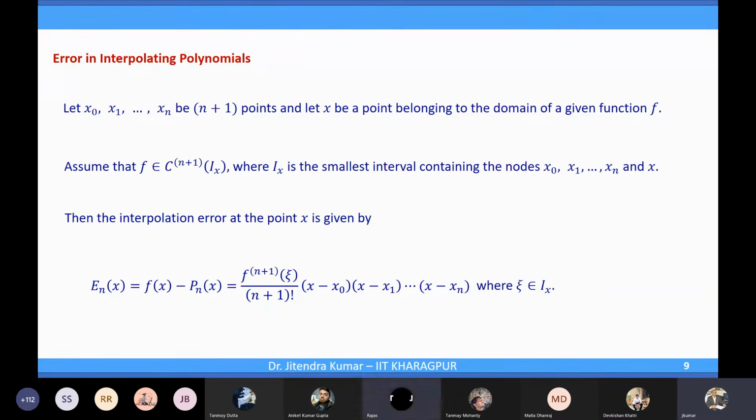Excuse me, sir. This is only for approximating functions, where the function should be n plus 1 times differentiable. For interpolation of data points, we don't need this error.